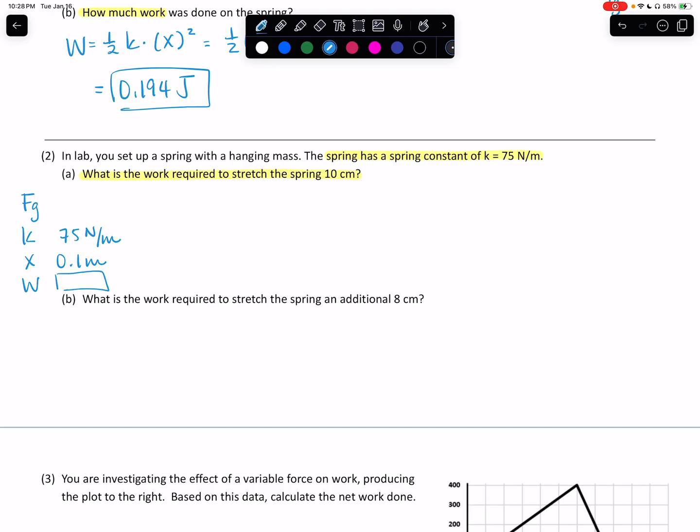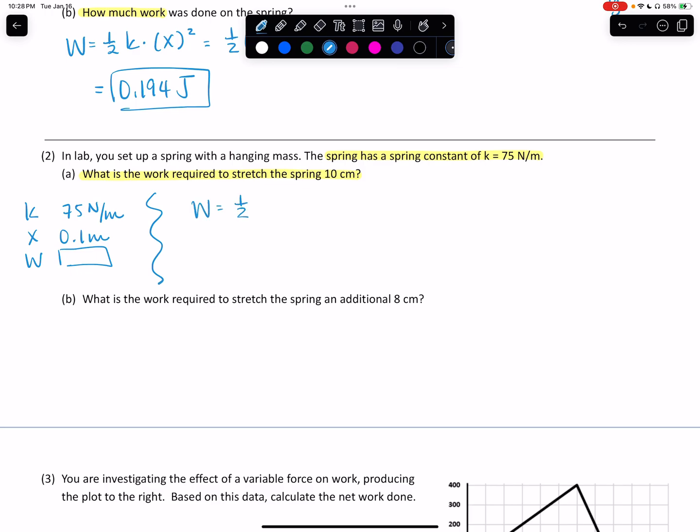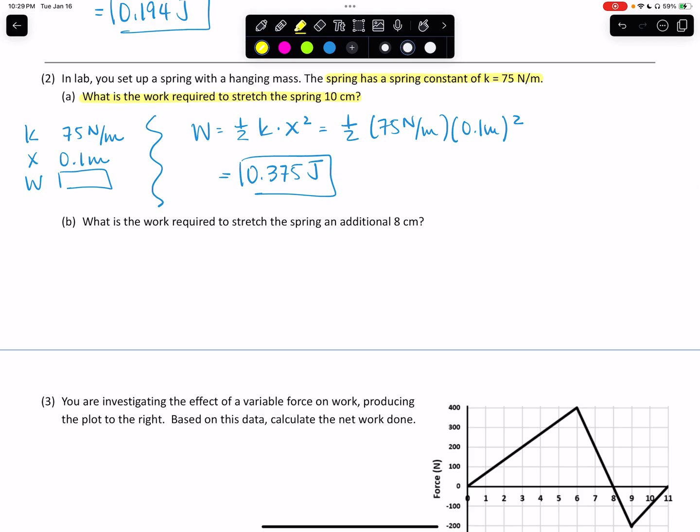Oh, actually, I don't need Fg. Sorry about that. Let me slide this up a little bit. That's all I need for work. So work is going to be equal to 1/2 of k times x squared. So 1/2 of 75 newtons per meter times 0.1 meters squared. The work being done here is 0.375 joules. Okay, great.